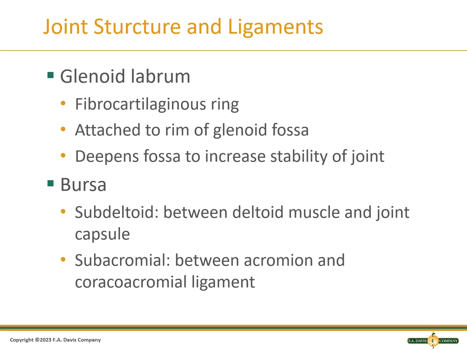We also have several bursa around our shoulder joint. So our subdeltoid bursa runs between the deltoid muscle and the joint capsule to help reduce friction of the deltoid muscle rubbing on the joint capsule. And our subacromial bursa is between the acromion and the coracoacromial ligament, again serving to reduce friction. When we have irritation of either of these bursas, we can have difficulty with overhead motions and pain with shoulder movement.